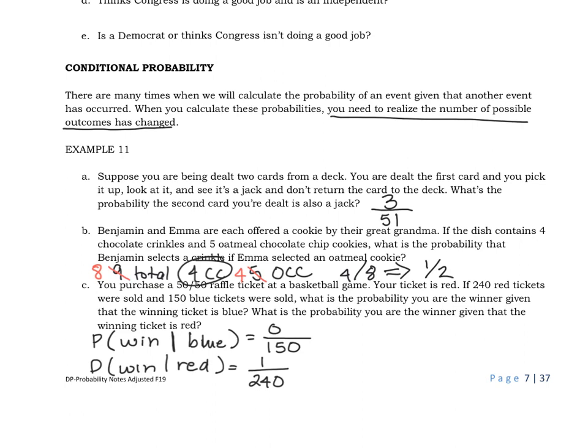All right, if they did not put any condition on that, just what's the probability that you would win, it would be 1 out of the total of all those tickets, but they put a condition on it.